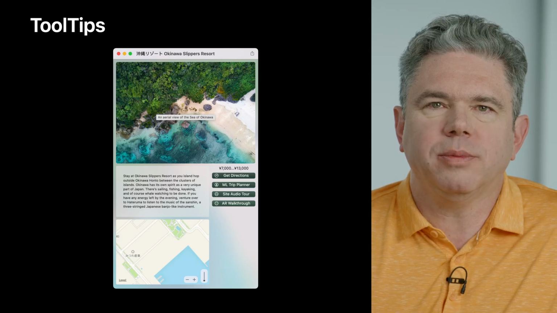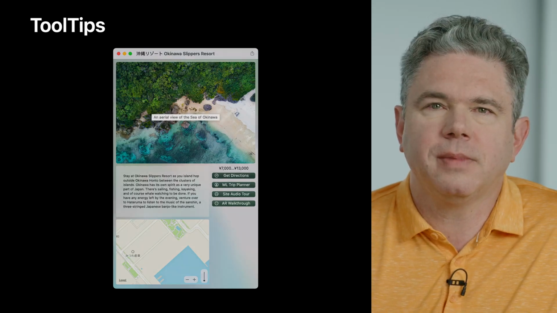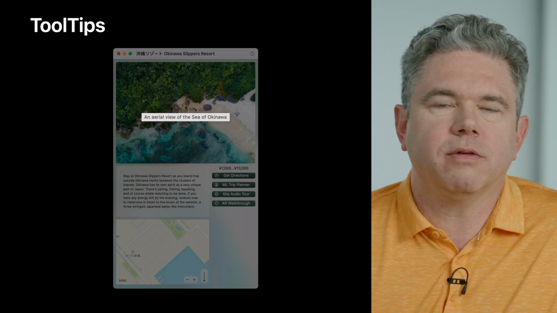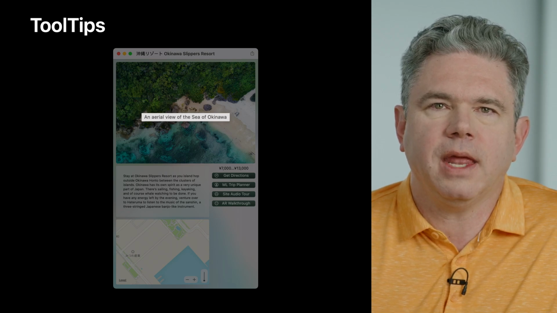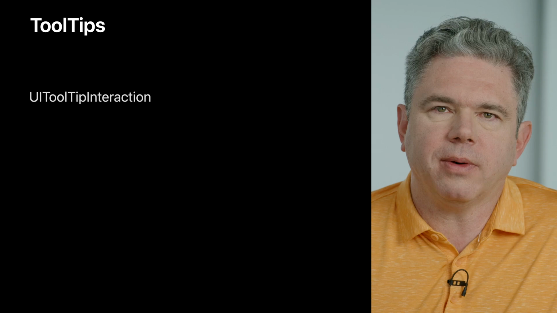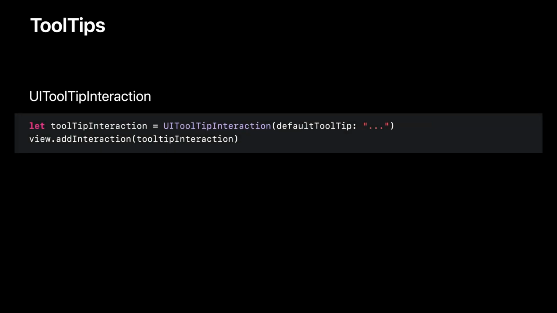We've now made tooltips available to Mac Catalyst apps. A tooltip is a small floating window that will appear when the cursor hovers over a view in your application, and it can be used to provide context or additional detail about your content. To add a tooltip to any UIView, use UIToolTipInteraction. All you need to do is create a UIToolTipInteraction with a text string and then add that interaction to your view.